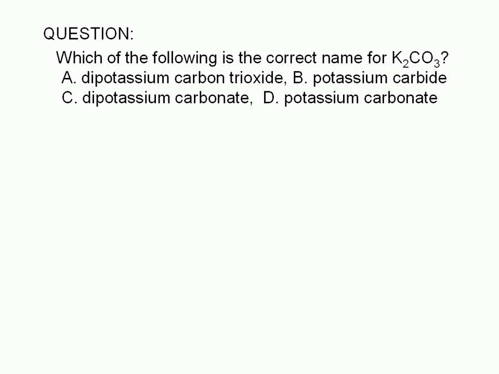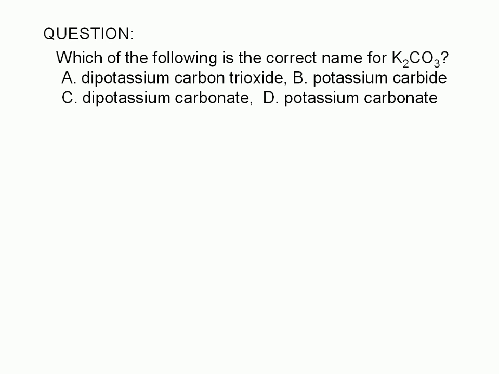Which of the following is the correct name for K2CO3? A. Dipotassium carbon trioxide. B. Potassium carbide. C. Dipotassium carbonate. Or D. Potassium carbonate.